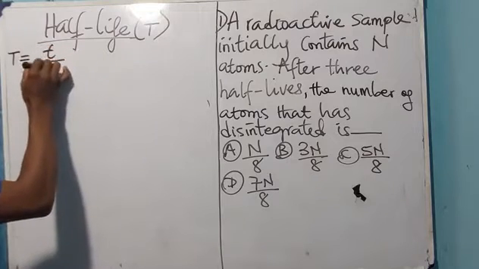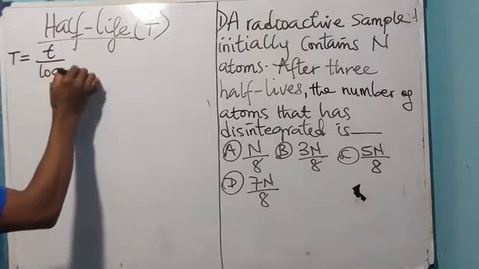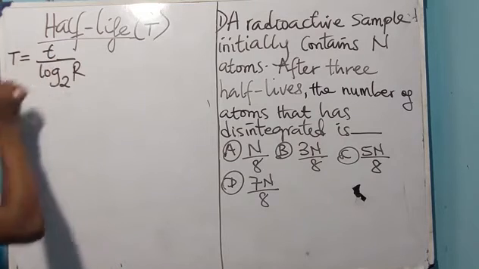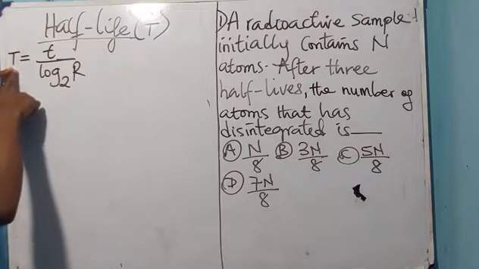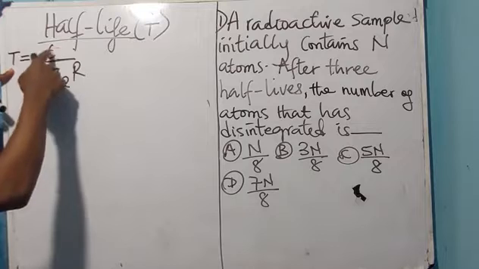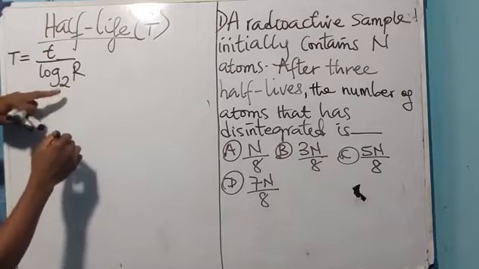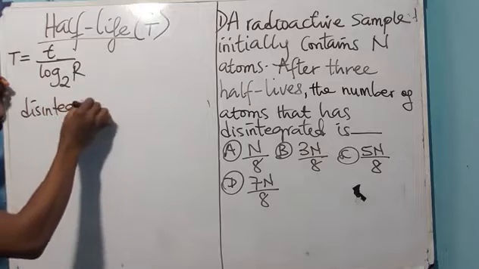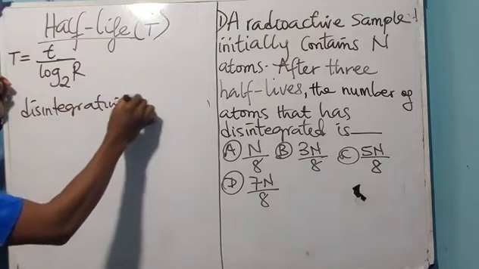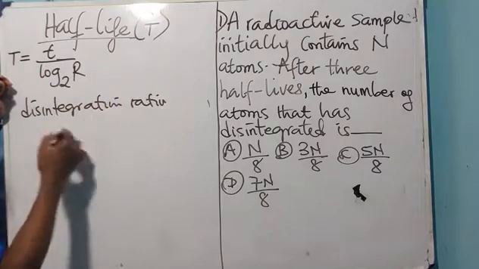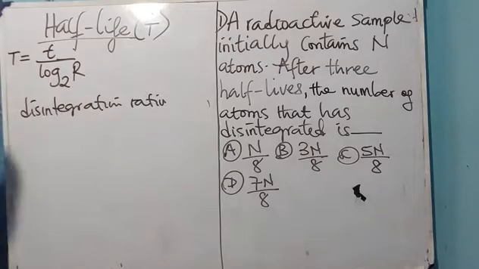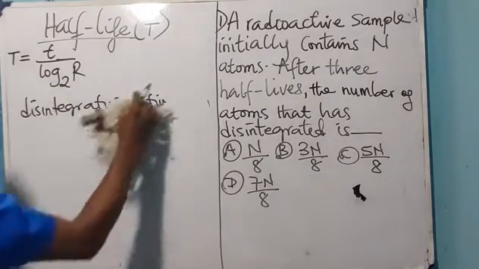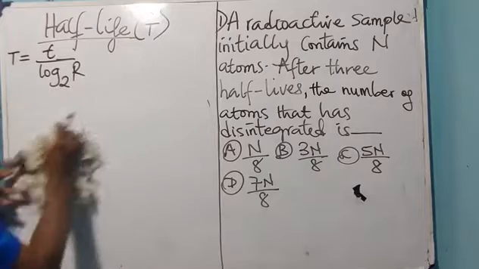Now, half-life is always equal to T over log 2R. This R represents the disintegration ratio. Alright, this R represents the disintegration ratio. Please take note of that. So that is for that.